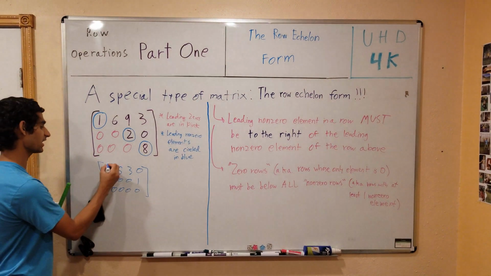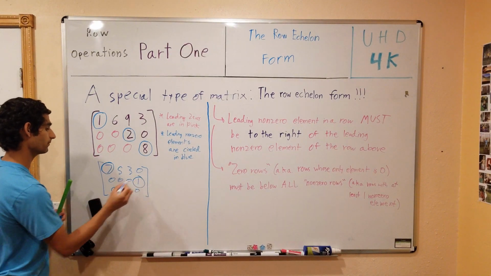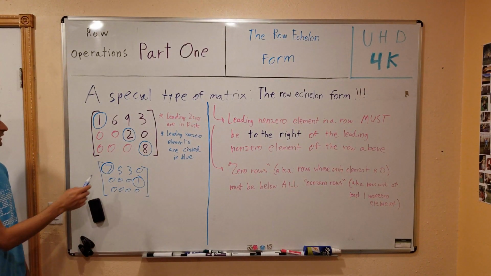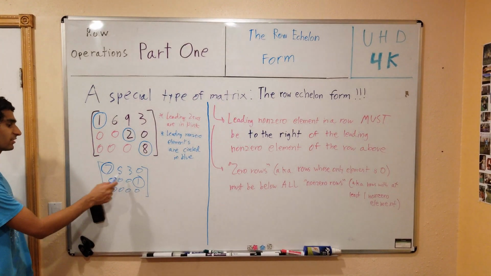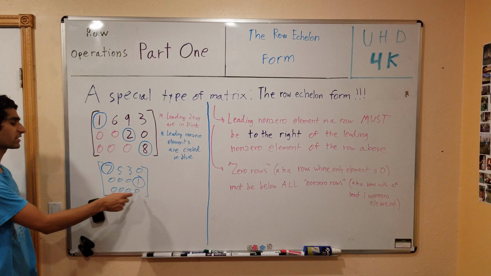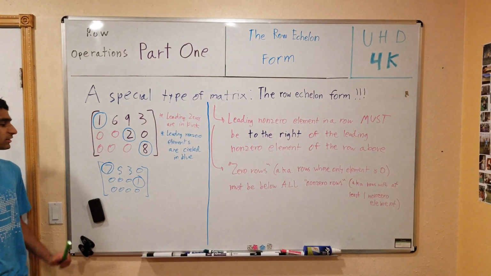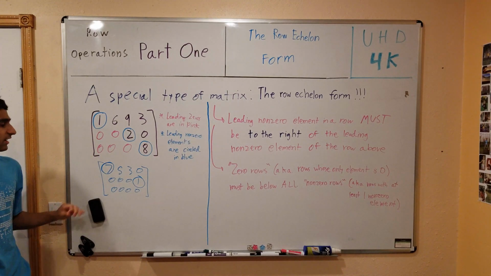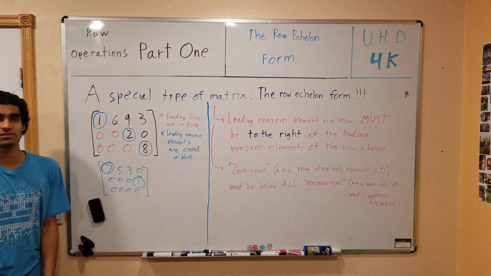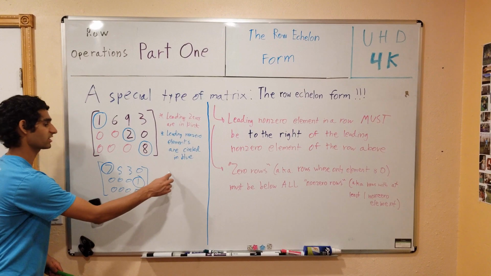I will circle the leading entries, 7, 1, and clearly every leading entry is to the right of every leading entry above it. So this 1 is to the right of 7, and we can see our 0 row, which is these 4 zeros over here, our third row, is below all our non-zero rows. We do not have any 0 rows which are above any non-zero rows. So this matrix is in echelon form.